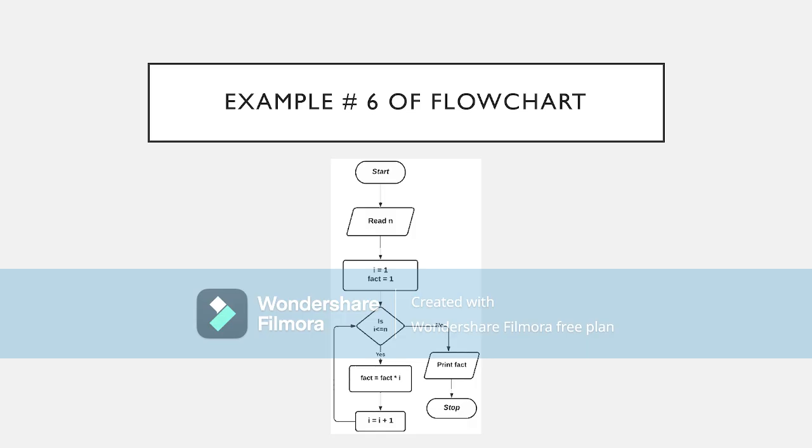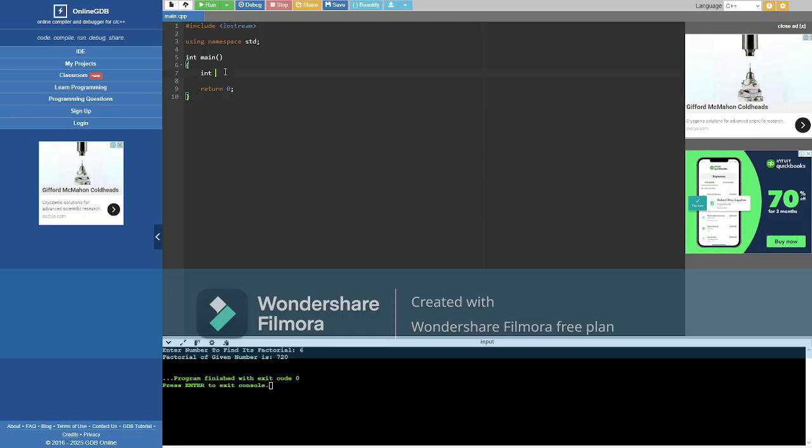Here we have example 6 of flowchart. In this example, it is asking the user to input the value of n, and then it is making a for loop, and in this loop it is going to find out the factorial of the number. Now let's go into the IDE and make this program. So here I am inside the IDE, and now let's make that program.